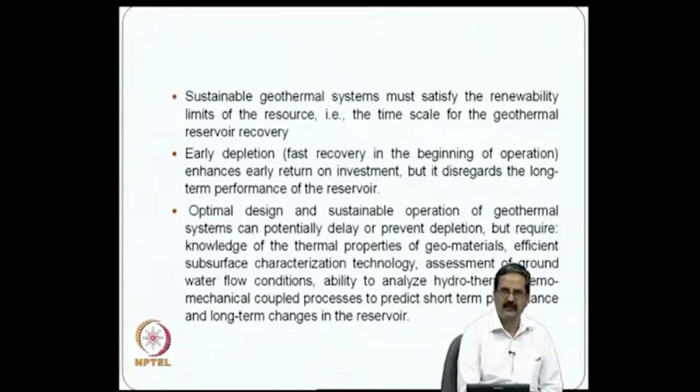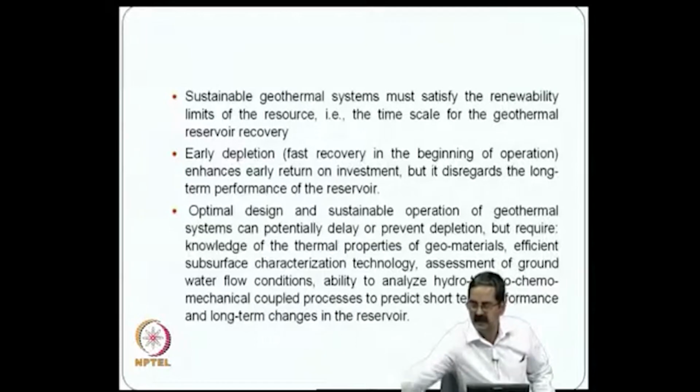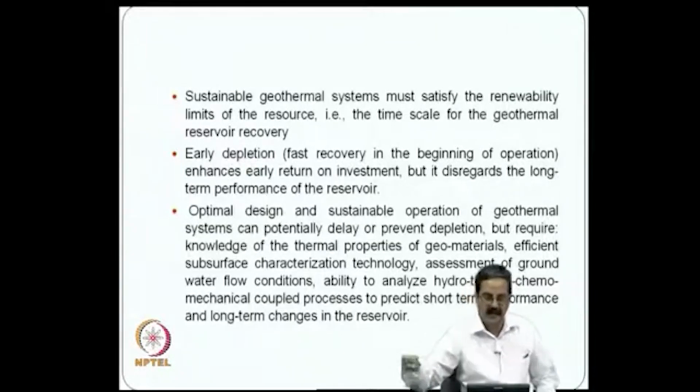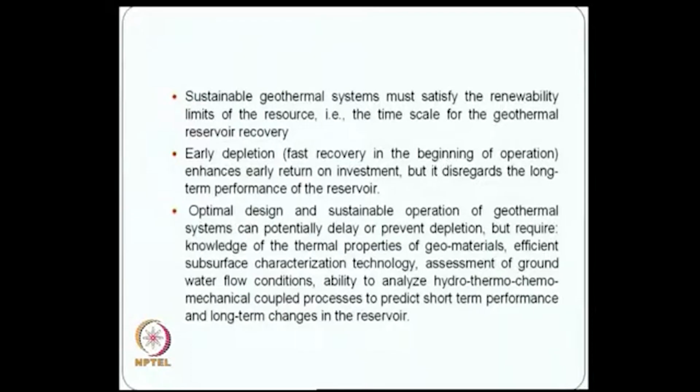For example, if you are looking at geothermal energy, you must be able to estimate the time scale for the reservoir. Then early depletion is another problem. Like for example, you have a particular source and the energy gets exhausted quite fast, then one should be careful, because fast recovery in the beginning of the operation enhances early return on the investment, but disregards the long term performance of the reservoir.